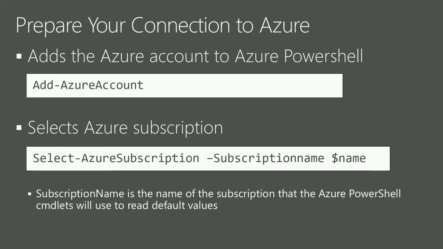Then you have to select a subscription. Many times people have multiple subscriptions, so you have to select which subscription you want this VM image to reside in. That's what the second command is for. So that's how you prepare your connection. Once you do these two steps, you have a secure connection with Azure.